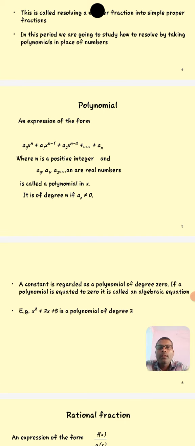We see once again an expression of the form. Already we know polynomials from 8th or 9th class. How to write the polynomial equation? a0 x to the power of n plus a1 x to the power of n minus 1 plus a2 x to the power of n minus 2 plus so on plus an, where n is a positive integer and a0, a1, a2, so on, an are real numbers, is called a polynomial in x. It is of degree n if a0 is not equal to 0.